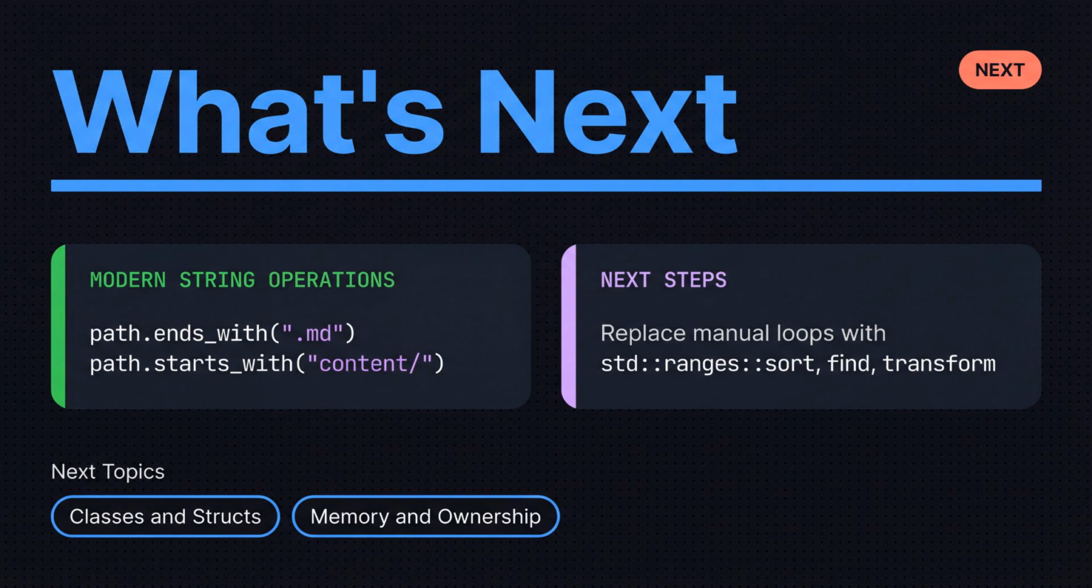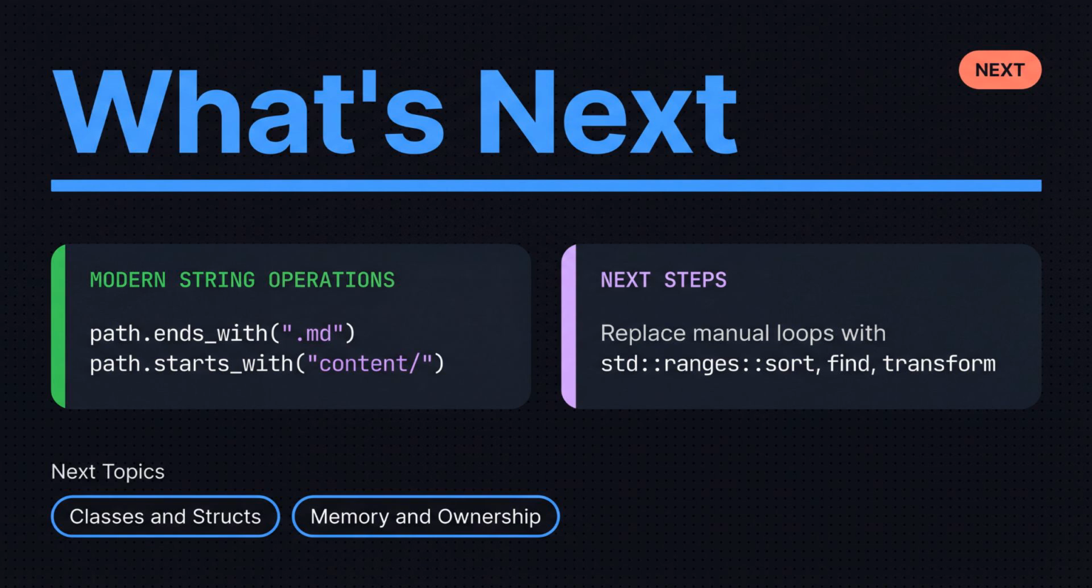Before moving on, 2 modern string features worth knowing. The ends_with and starts_with methods, added in C++20, let you check string prefixes and suffixes cleanly. path.ends_with(".md") tells you whether a file path is a markdown file. No more manual substring comparisons.